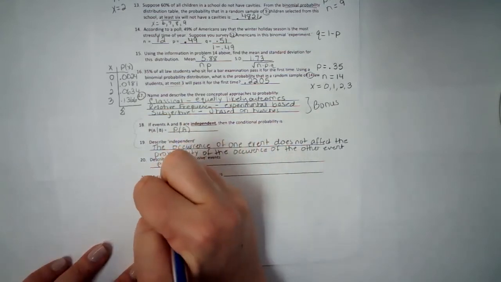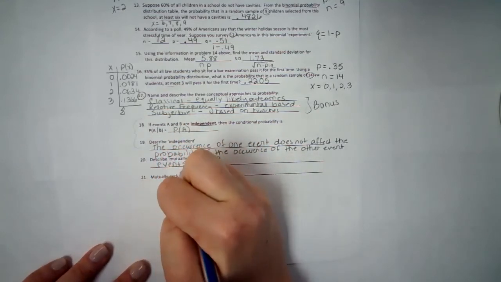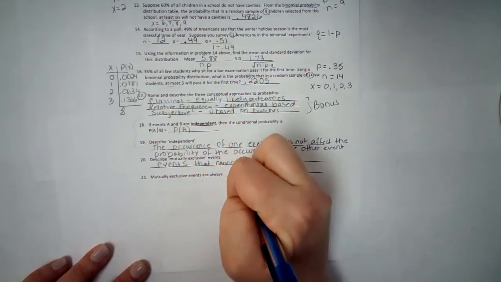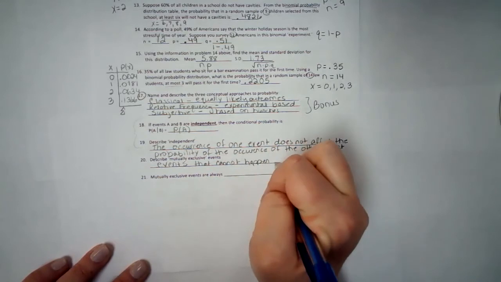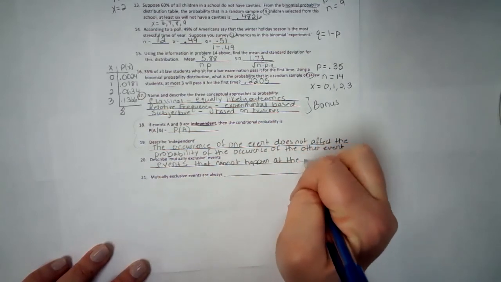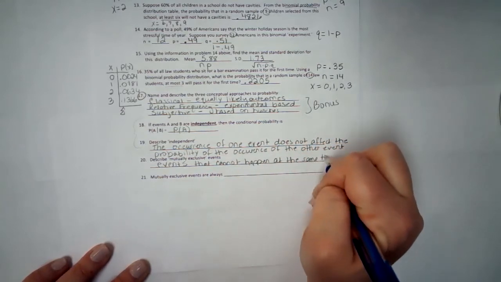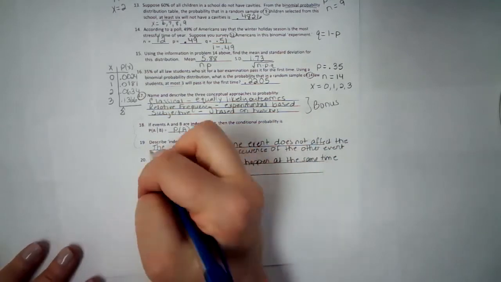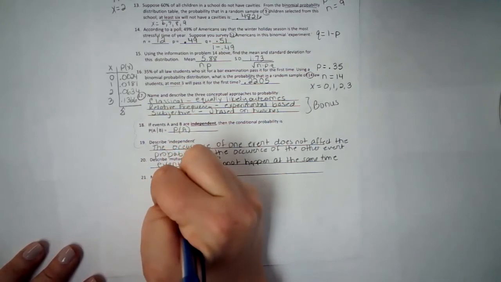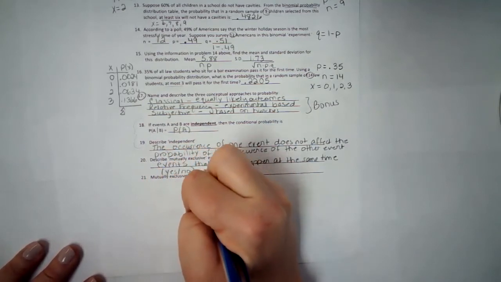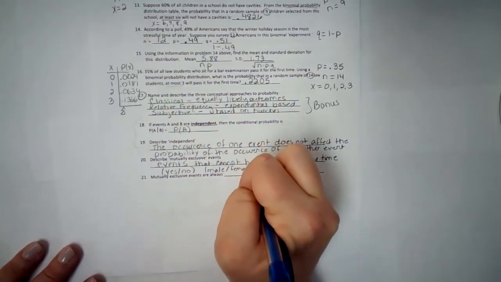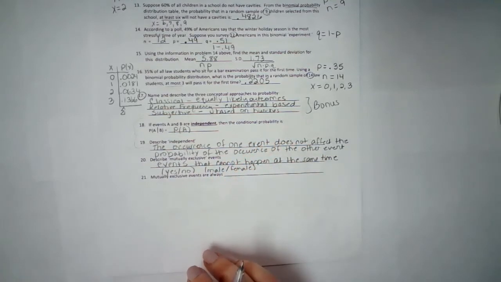Okay, mutually exclusive events, what are those? They are events that cannot happen at the same time. So some examples of that are going to be yes and no, and also male, female.